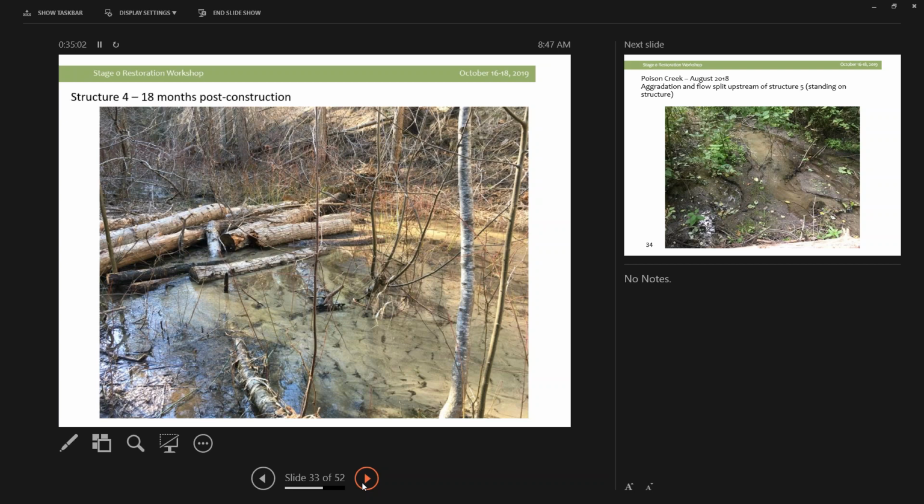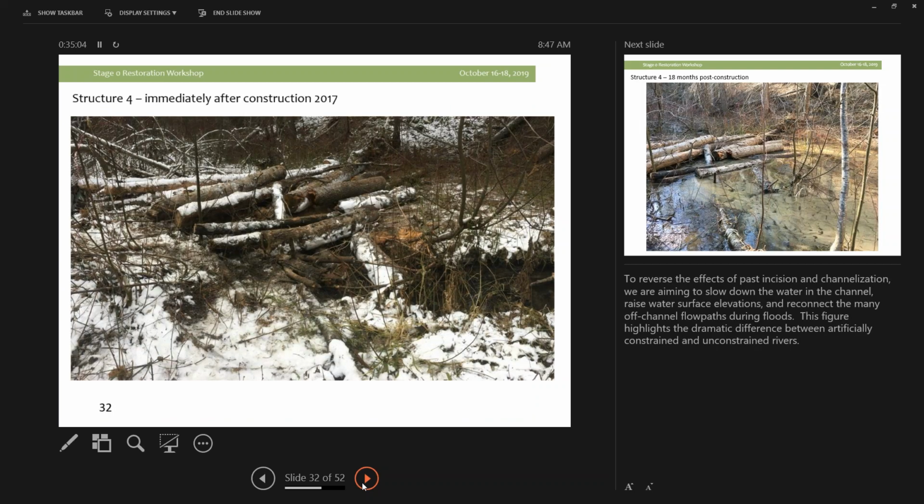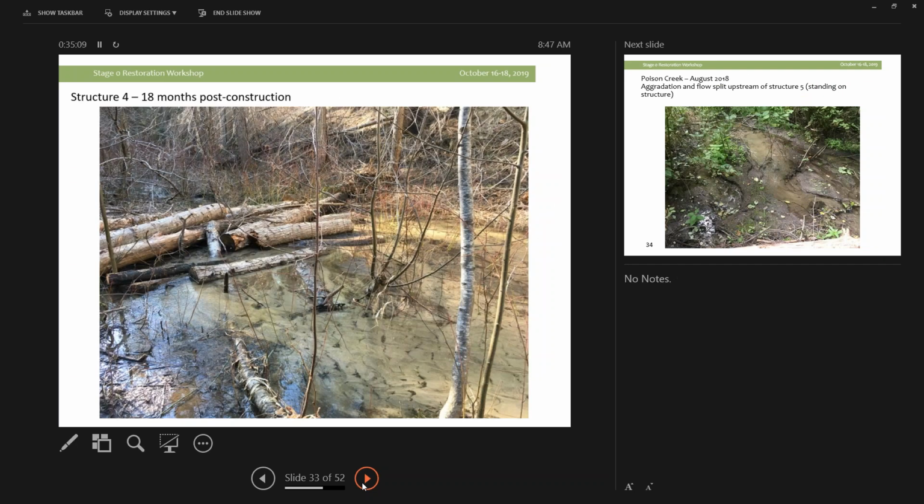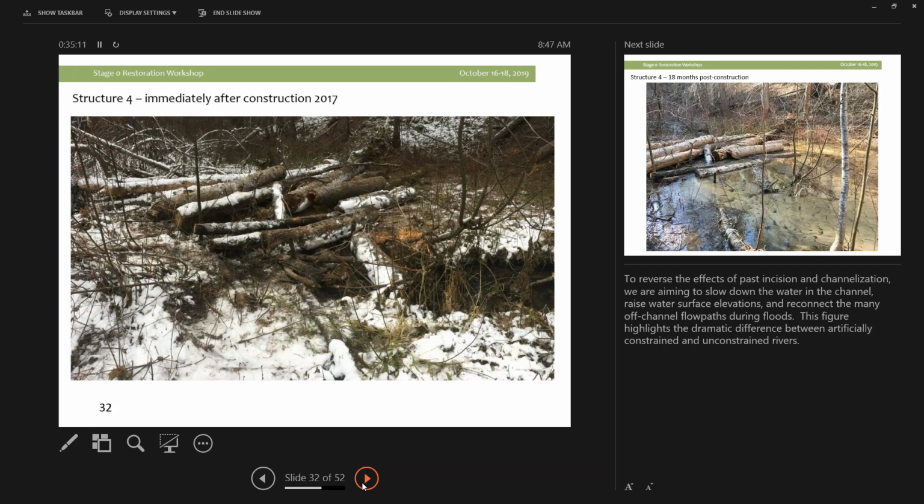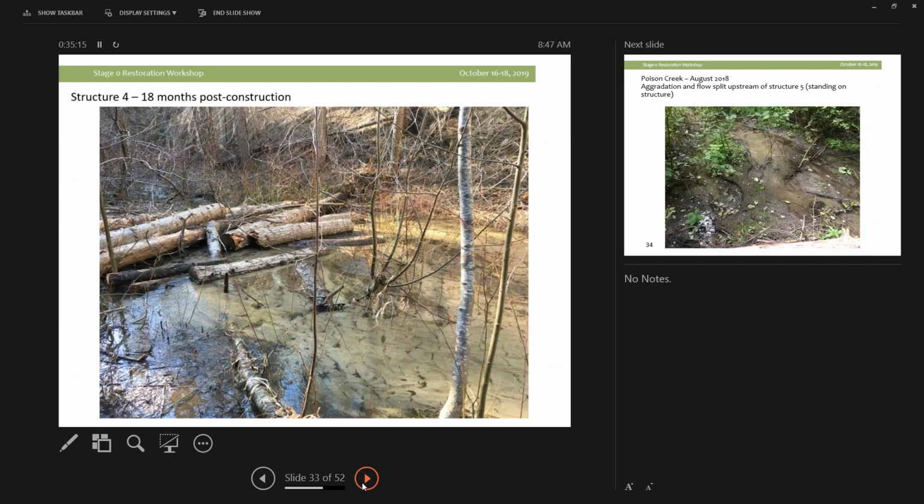Is this the same photo point as that? Yeah, so I'll toggle a little bit so you can see. So this log that's buried in that last picture would be this one here. Okay. Yeah.